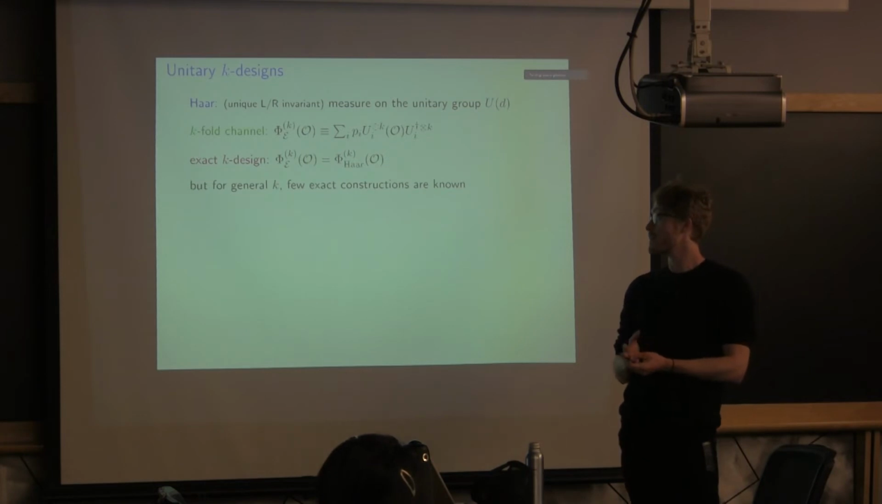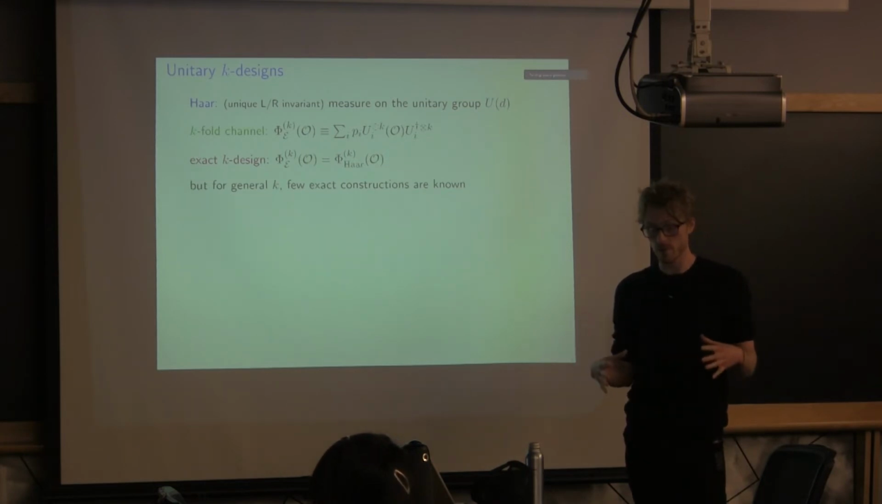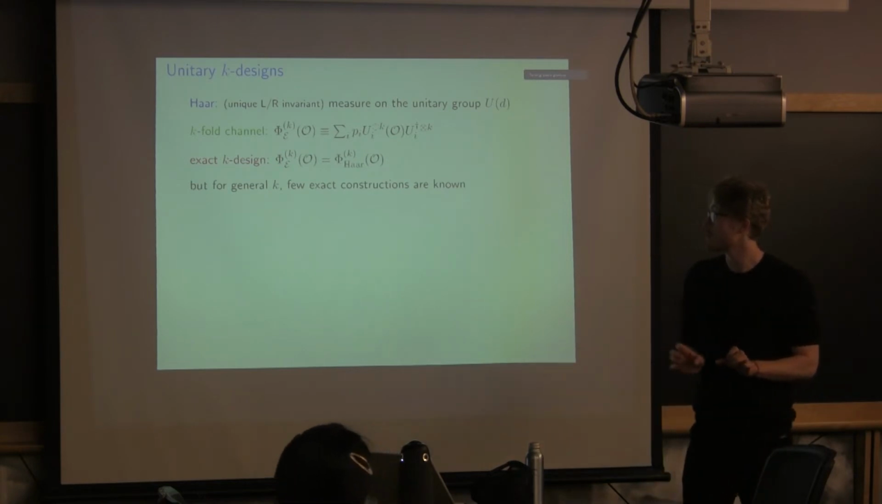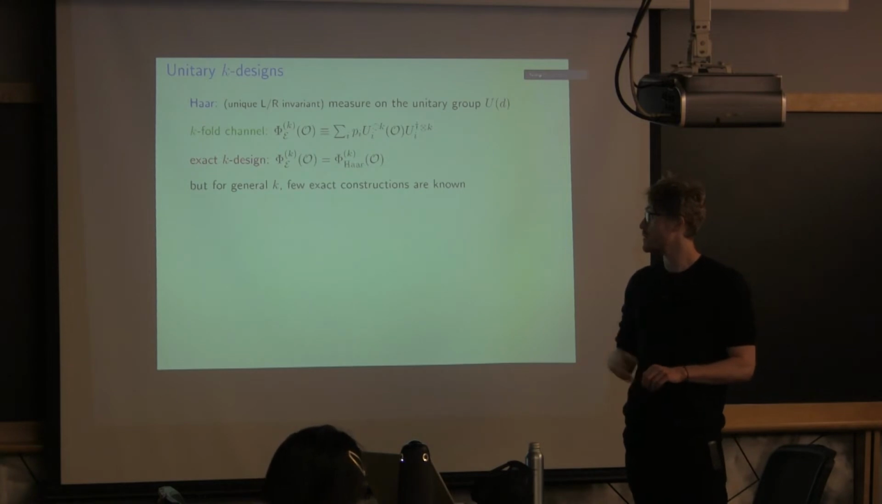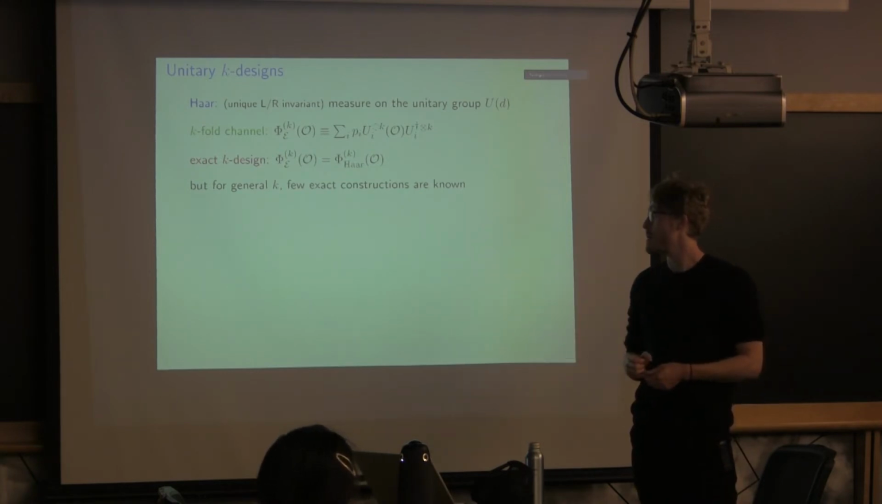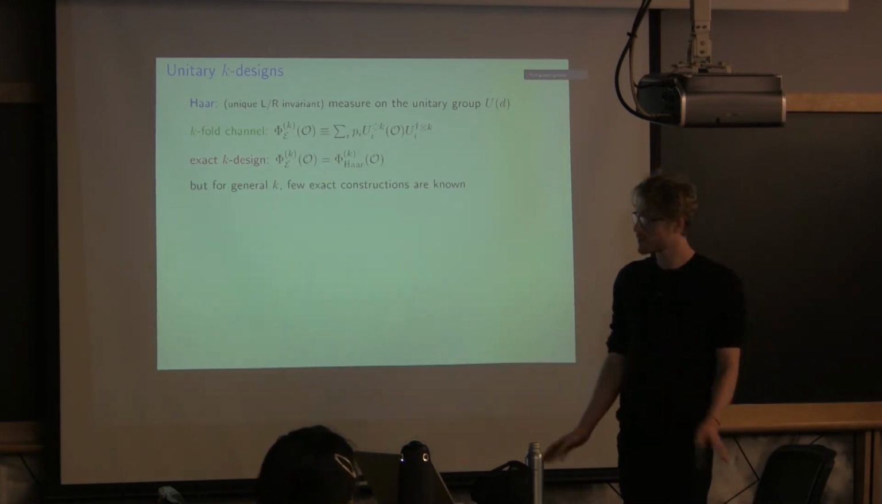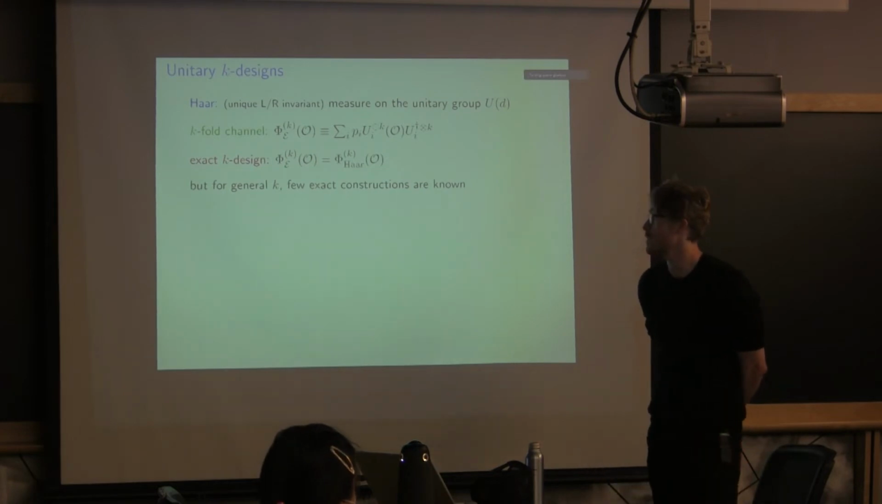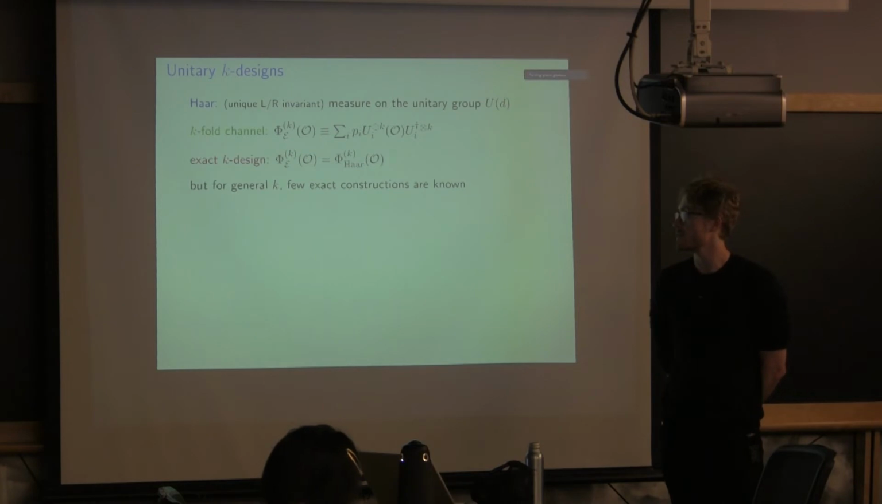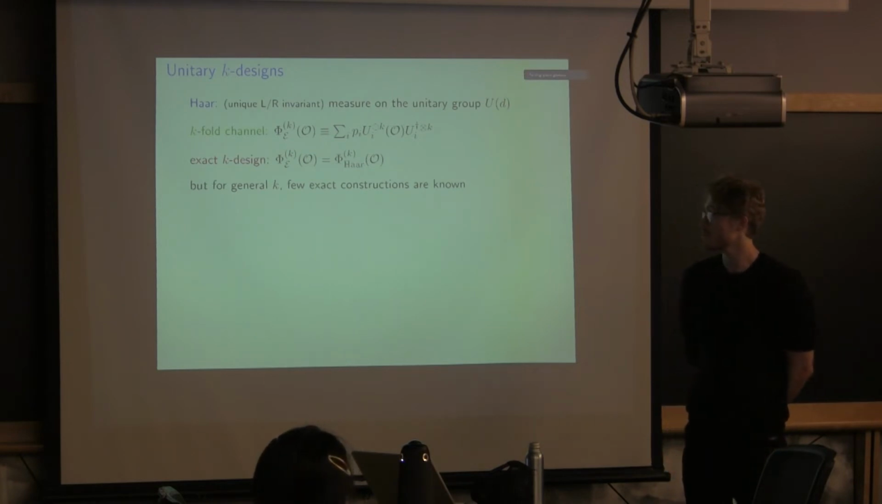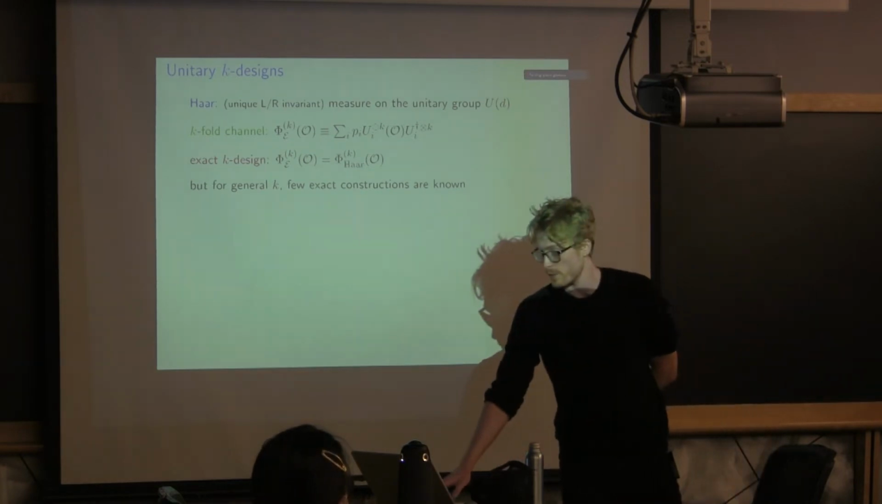And we say that we have an exact k-design. We say some ensemble of unitaries E is an exact k-design if these moment operators are exactly equal to the Haar measure for all operators. I should say that Paulis are an exact 1-design and Cliffords are an exact 2 and 3-design. But for general k, very few constructions are known.